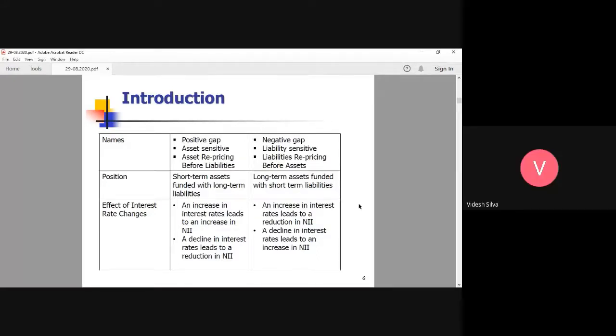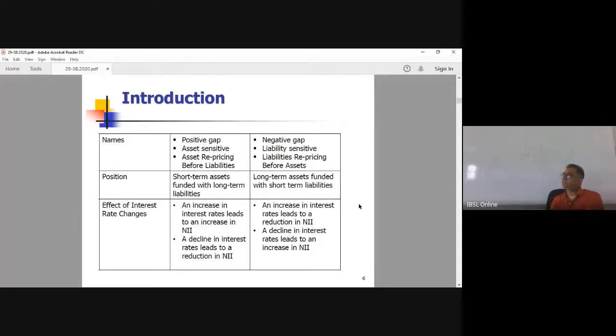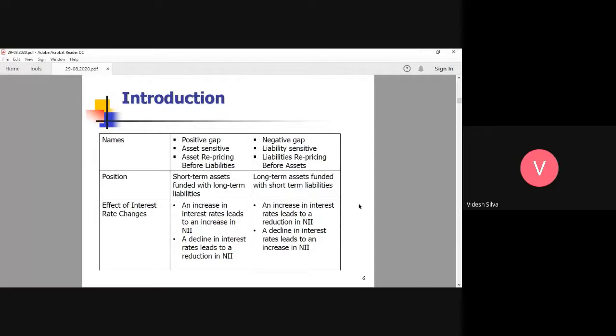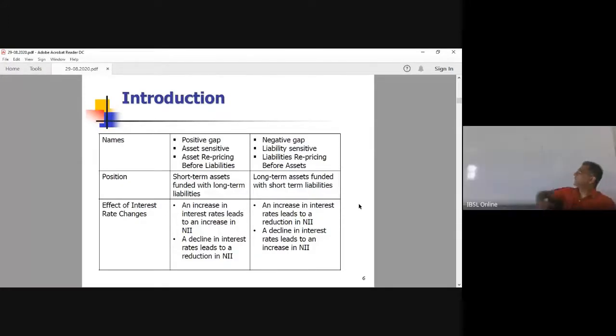Because he has borrowed previously, he has borrowed funds at more than 5%. No, assuming that this is the first transaction he's going to do. Just take an example. You can see this, right? Overnight is 5%, 1 year is 10%, 15% for 2 years, 20% for 3 years.